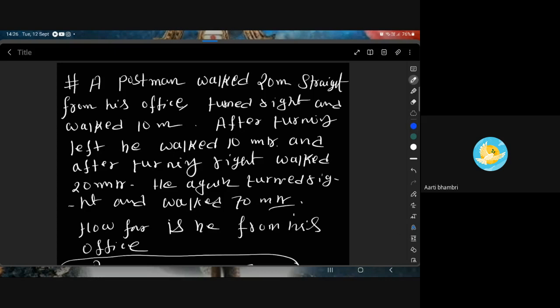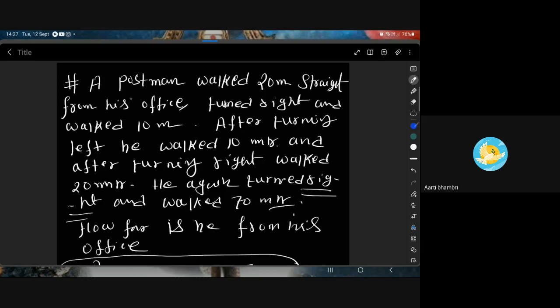A postman walked 20 meters straight from his office. Second information: turn right and walk 10 meters. After turning left, he walked 10 meters. And after turning right, walked 20 meters. He again turned right and walked 70 meters. Question is, how far is he from his office?